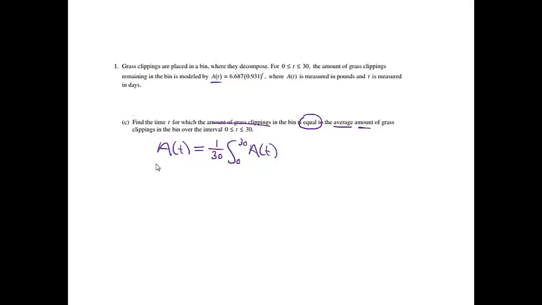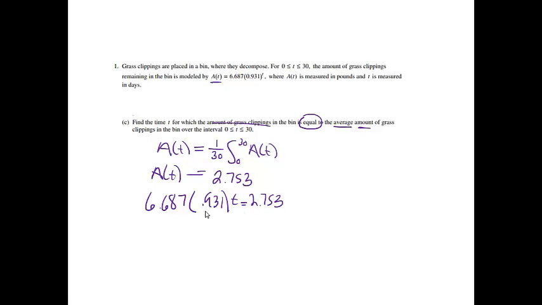And when I do that, the amount of grass clippings, when I find that average, is going to equal 2.753. So I want to find out when the amount will equal that. The amount formula was 6.687 times 0.931 to the t is equal to 2.753.